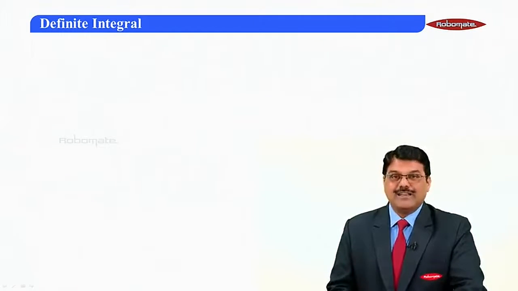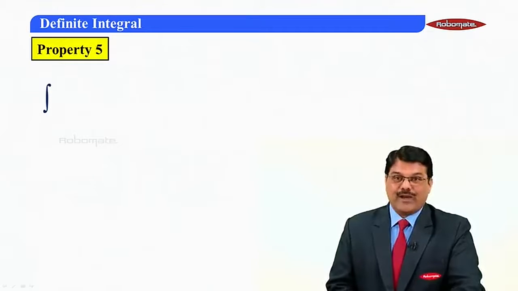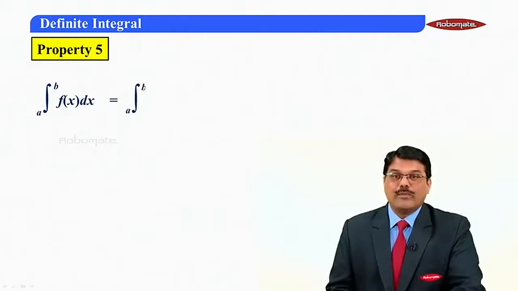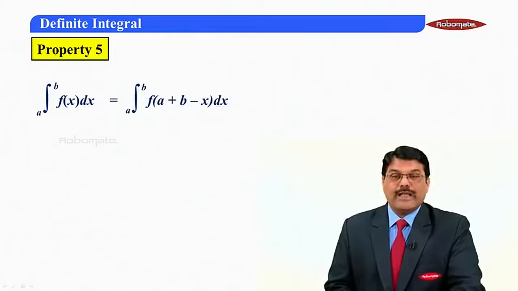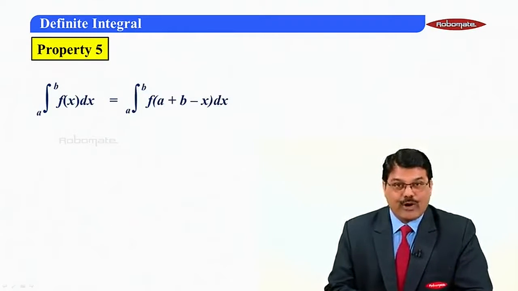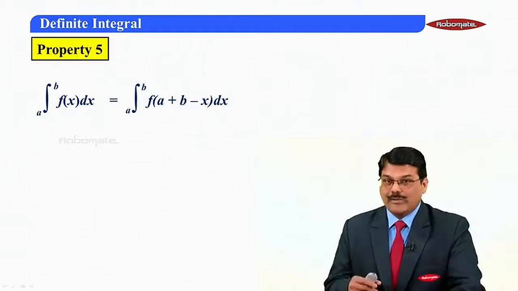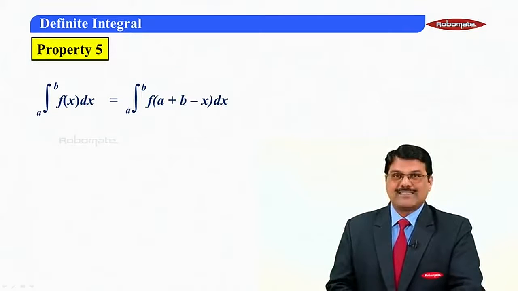Now let's see the next property. That's property number 5. Here integration of f of x with respect to dx goes from a to b is equal to integration goes from a to b f of a plus b minus x with respect to dx, that is lower limit plus upper limit minus x, right?